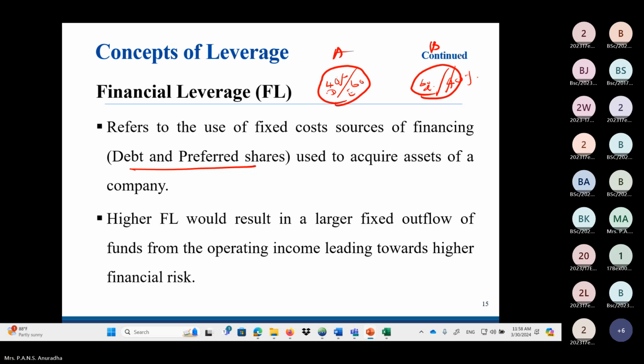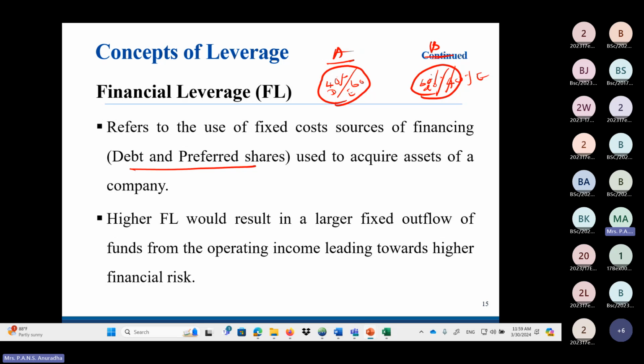This is company A, 40% debt, 60% equity. Here, company B, 60% debt, 40% equity. So which has the high financial leverage? A or B? B. Company B, because in their capital structure, debt capital is high. Debt capital means fixed cost capital. For the debt, you have to pay fixed interest. But for the equity, variable dividends. Dividends are variable, so there is no fixed cost. But the debt capital is a fixed cost capital.